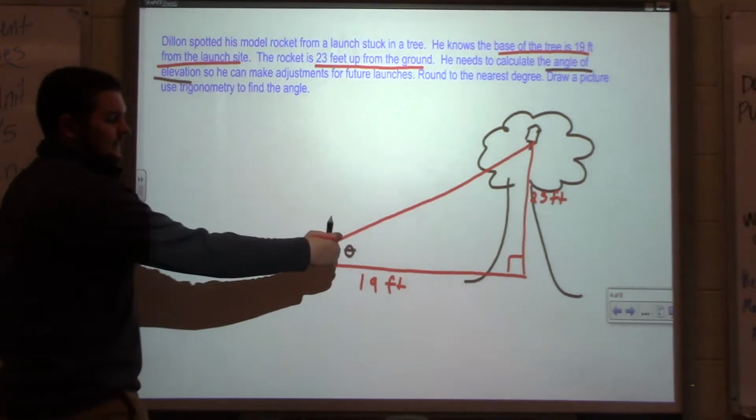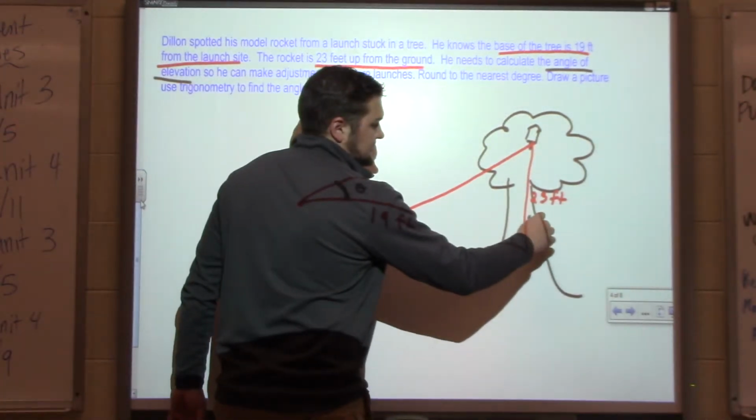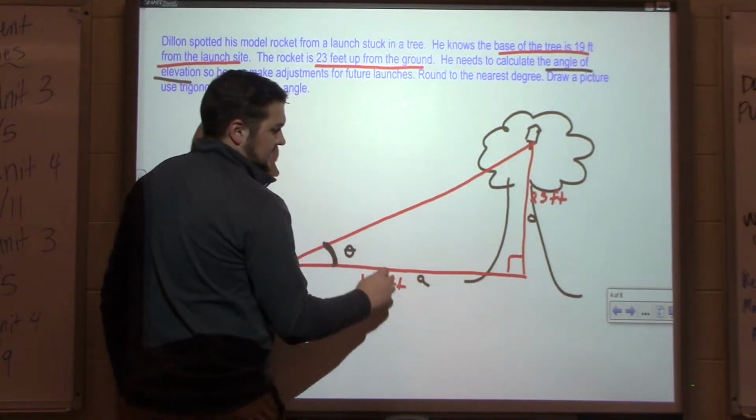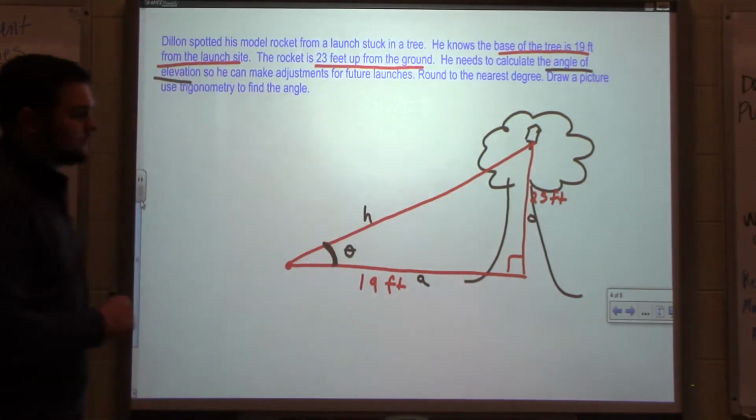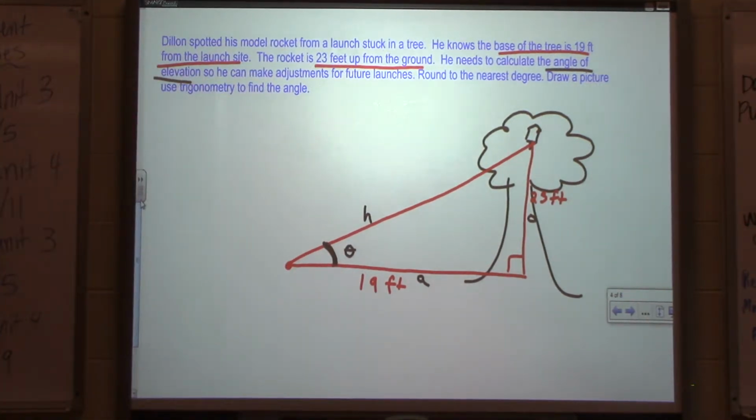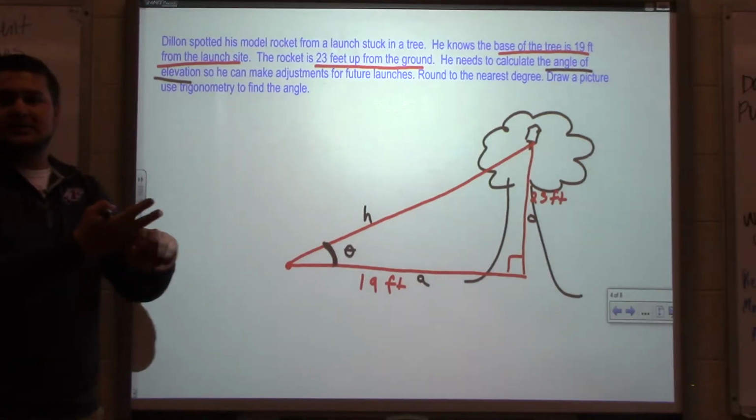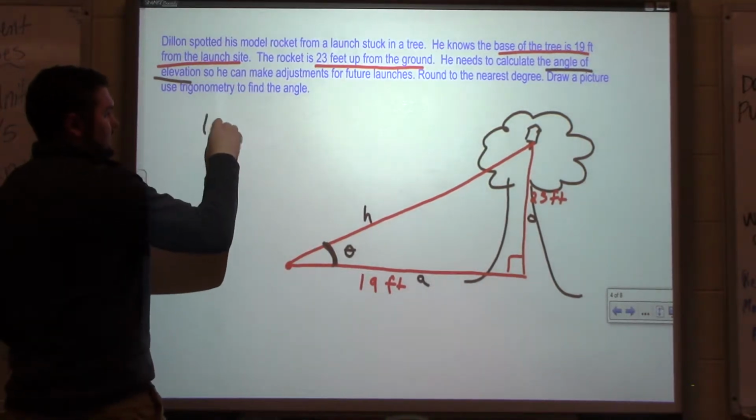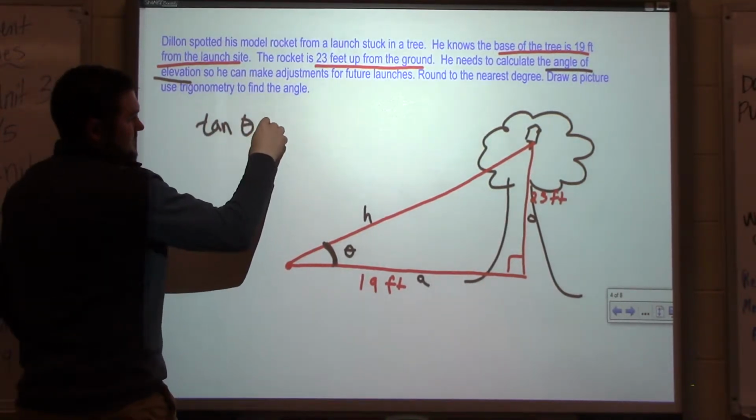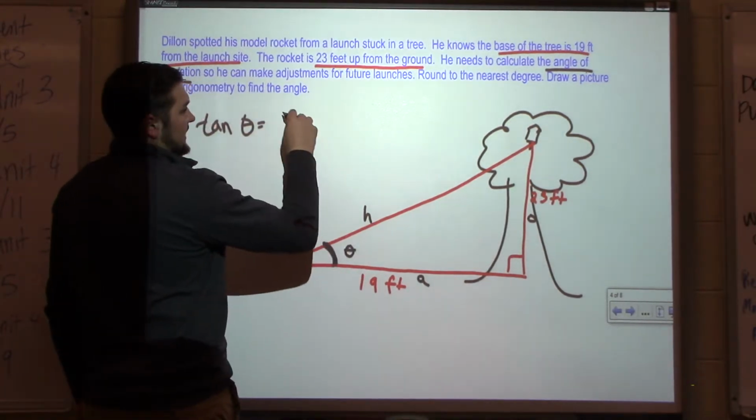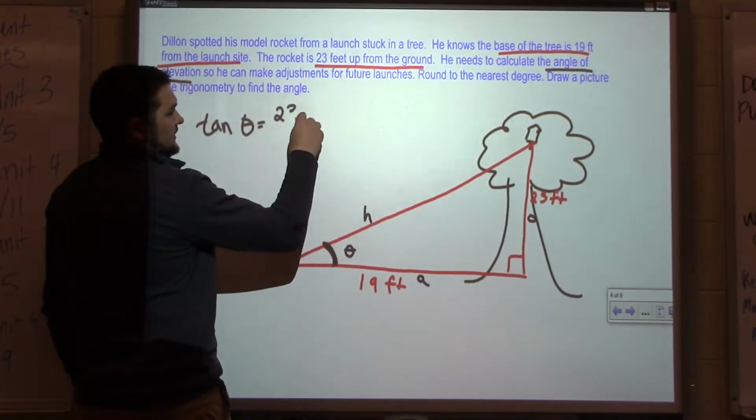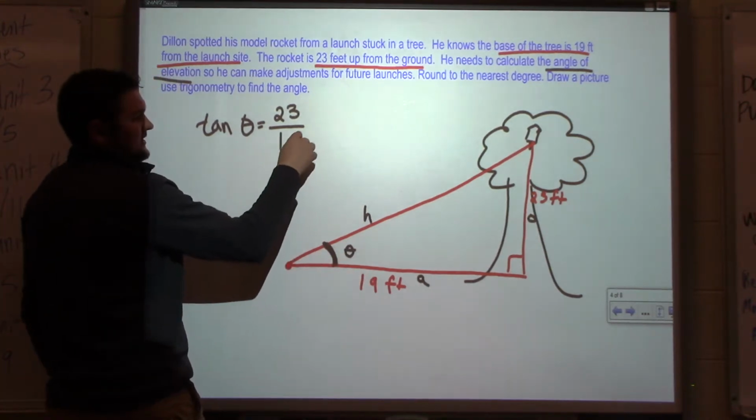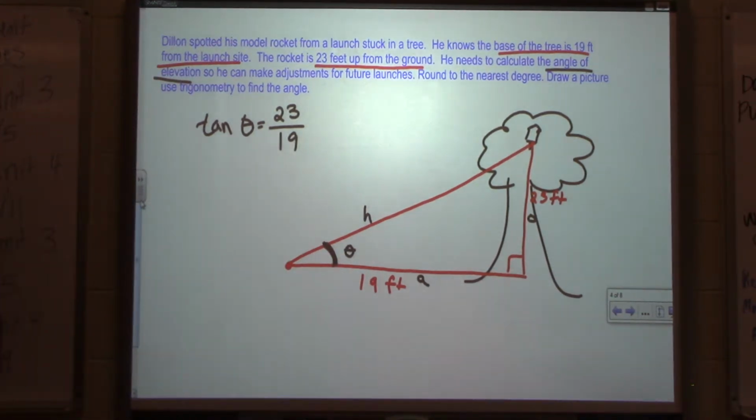Alright, so if I'm using this angle, that means this side is the opposite side. This is the adjacent side. This is the hypotenuse. The two sides I'm using are my opposite and my adjacent. Which means I'm using which trig function? The tangent. So tangent of theta equals the opposite, 23, over the adjacent, 19. So I set up my trig function.